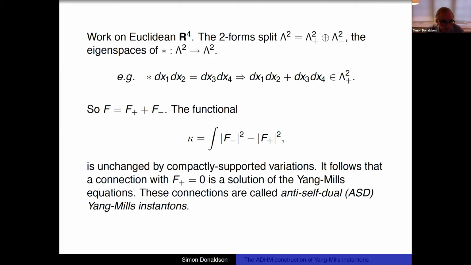Just to remind you, for example, if we take the star of dx1, dx2, that means we take the complementary indices, we get dx3, dx4. So dx1, dx2 plus dx3, dx4 would be an example of a self-dual 2 form. Of course, we can do the same in higher dimensions. We will get a splitting of the forms in the middle dimension in a similar fashion. The special feature of dimension 4 is the splitting occurs for two forms which have a particular significance in terms of differential geometry through the notion of curvature.